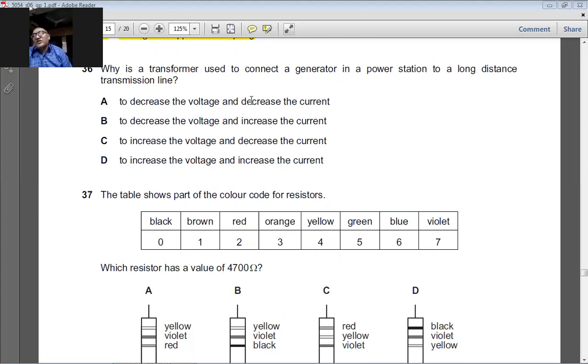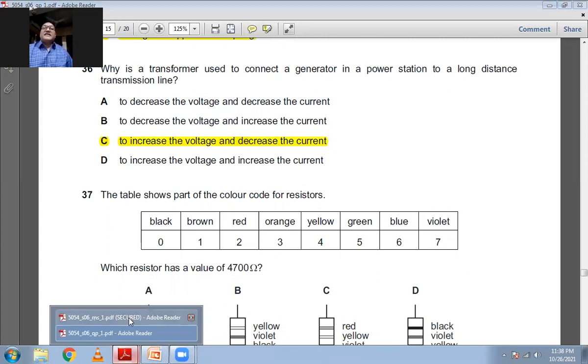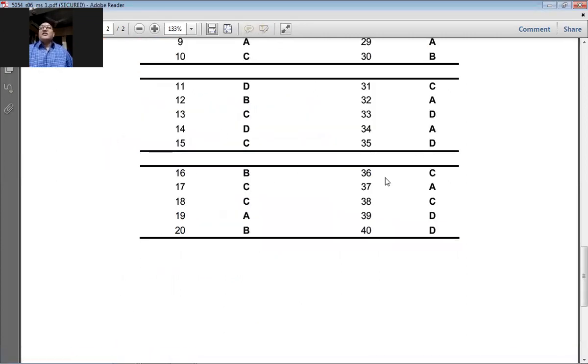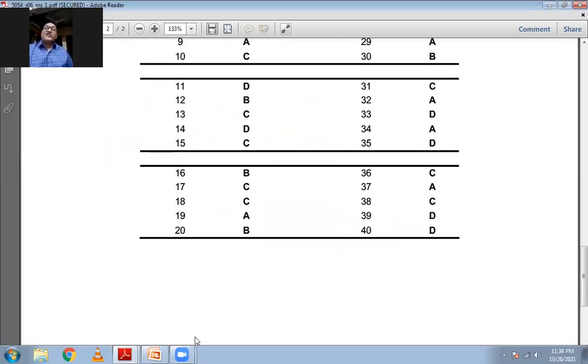So he says to decrease the voltage and decrease the current, no. To decrease the voltage and increase the current, no. To increase the voltage and decrease the current, yes. This is the purpose of that step-up transformer. It increases the voltage and decreases the current. So basically, C is the choice. Okay, question number 36, C is the choice. So let me check. Question number 36, C is the right choice.